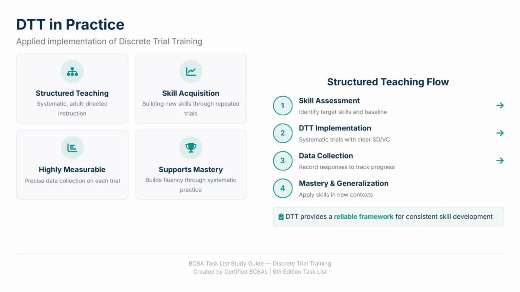In real-world application, DTT provides a highly structured and measurable way to teach new skills. The process typically starts with identifying a target skill, then implementing structured trials, collecting data on each response, and using that data to guide instruction. Because each trial is clearly defined, DTT allows for very precise tracking of progress and ensures consistency across teaching sessions. This is why DTT is considered a foundational teaching framework in ABA.